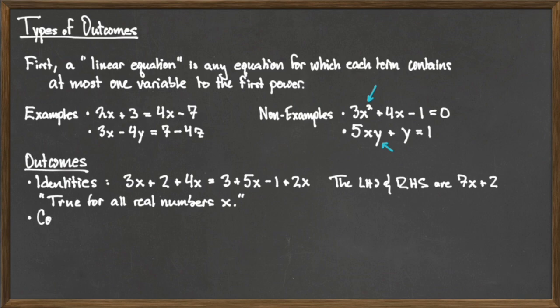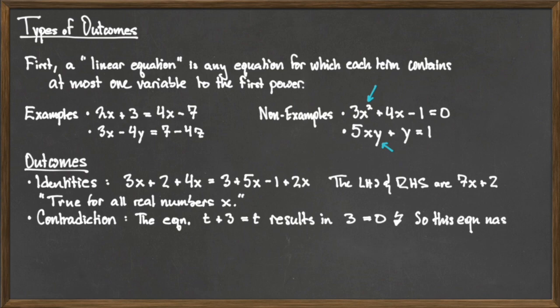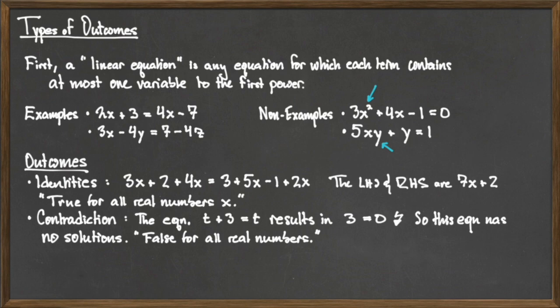The next kind is one called a contradiction. Suppose I have the equation t plus 3 equals t. If I were to cancel those t's out on both sides, I would yield the statement 0 equals 3, which is impossible. So a contradiction is an equation that has no solutions or is false for all real numbers, because no real number t is ever going to satisfy the equation t plus 3 equals t.